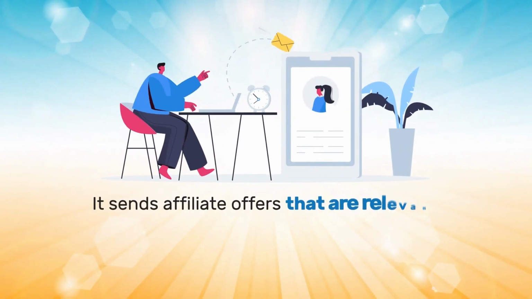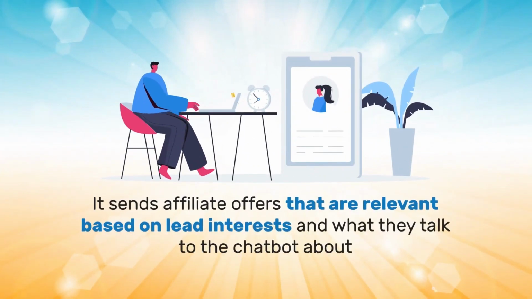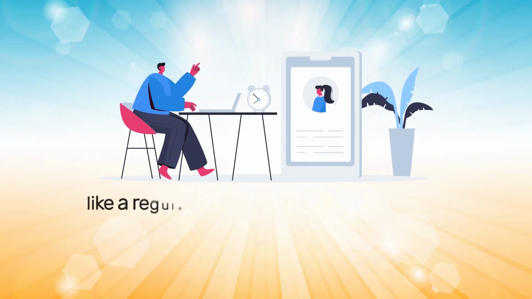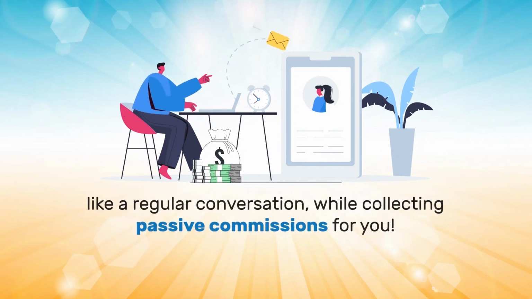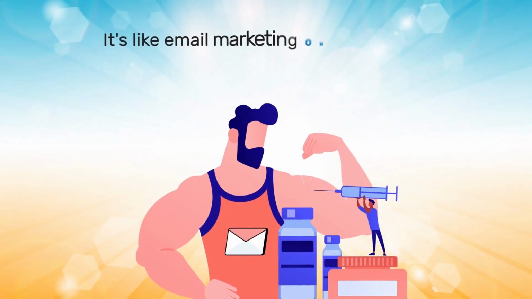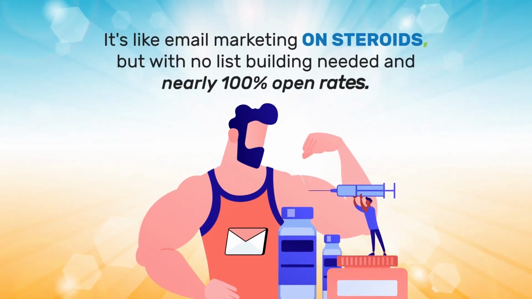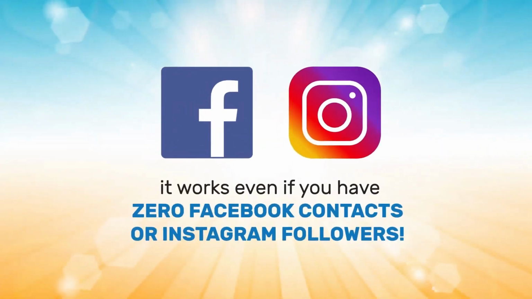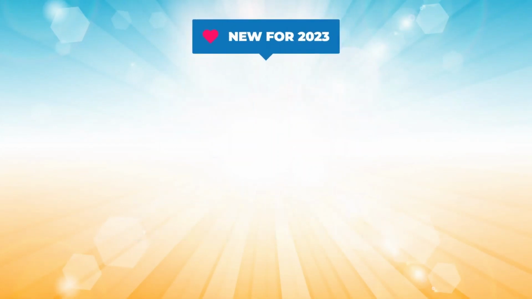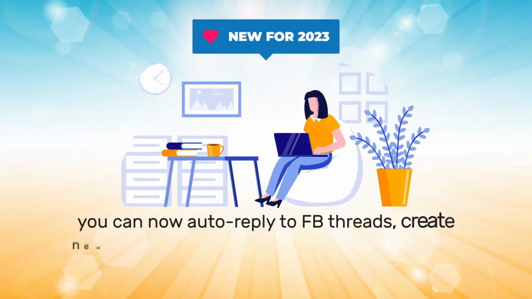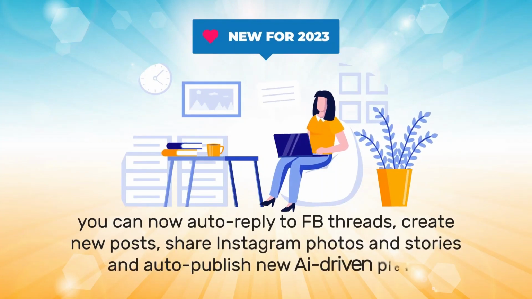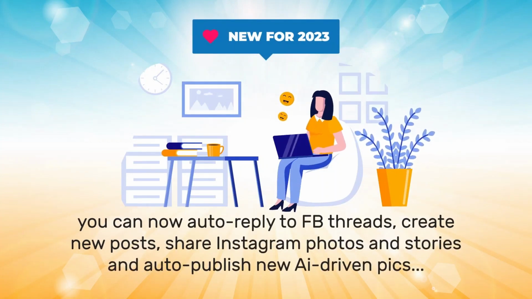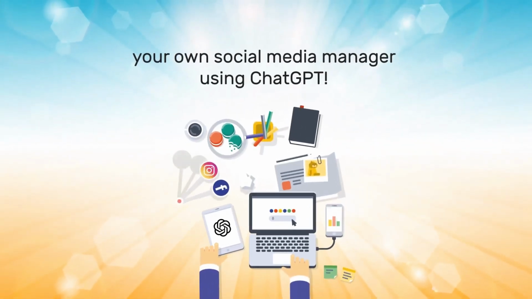It sends affiliate offers that are relevant based on lead interests and what they talk to the chatbot about, like a regular conversation, while collecting passive commissions for you. It's like email marketing on steroids, but with no list building needed and nearly 100% open rates. Best part, it works even if you have 0 Facebook contacts or Instagram followers. And new for 2023, you can now auto-reply to FB threads, create new posts, share Instagram photos and stories, and auto-publish new AI-driven pics. Your own social media manager using ChatGPT.